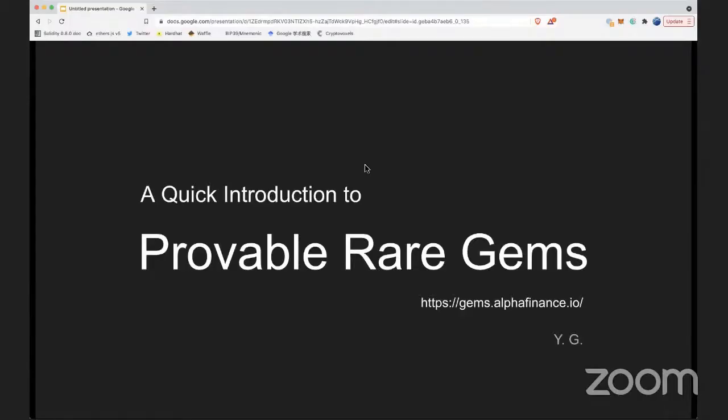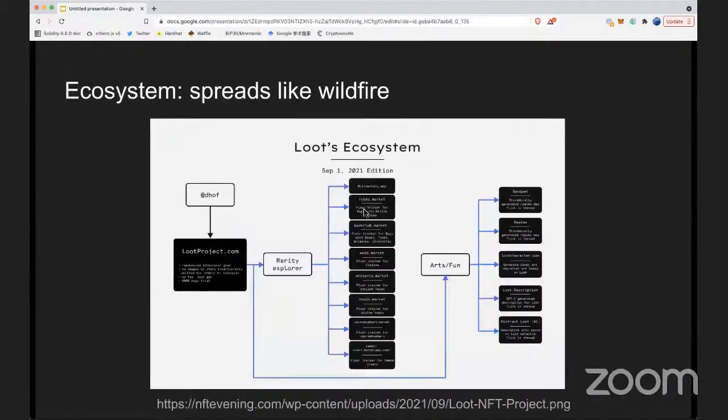So today I will share an interesting project with all of you. A quick introduction to Provable Rare Gems. That project is developed by Alpha Finance, a team well known in the Ethereum ecosystem.